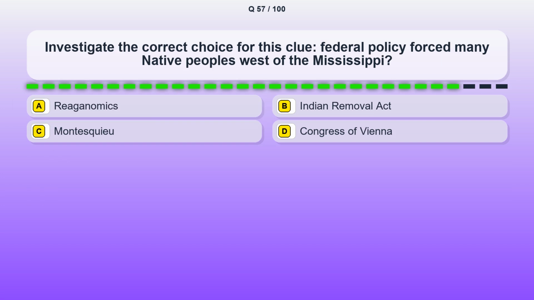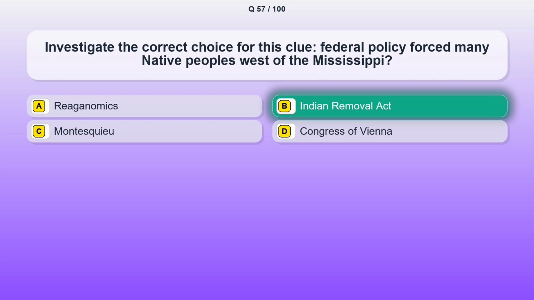Question 57. Investigate the correct choice for this clue. Federal policy forced many native peoples west of the Mississippi. Option A, Reaganomics. Option B, Indian Removal Act. Option C, Montesquieu. Option D, Congress of Vienna.